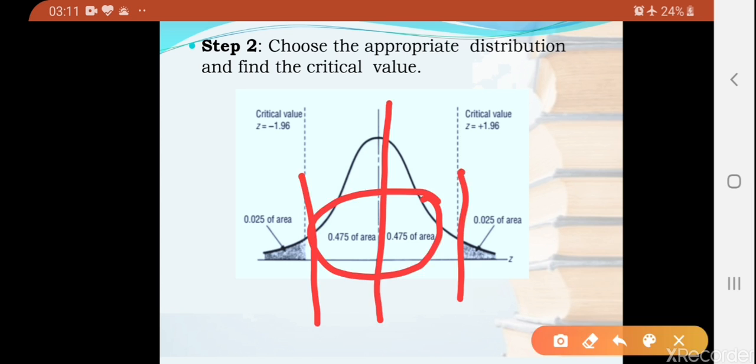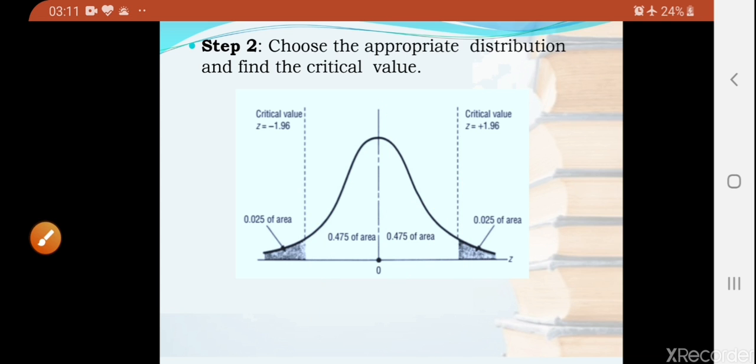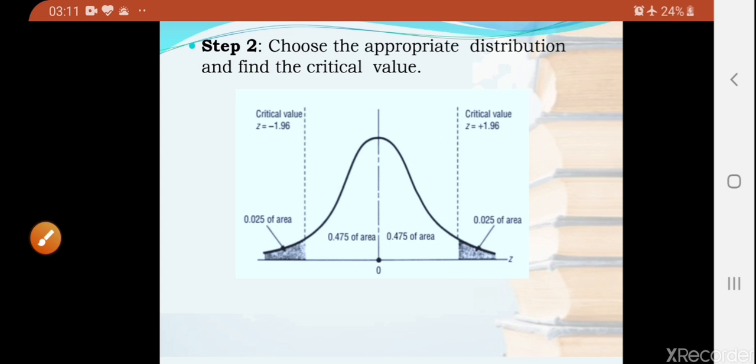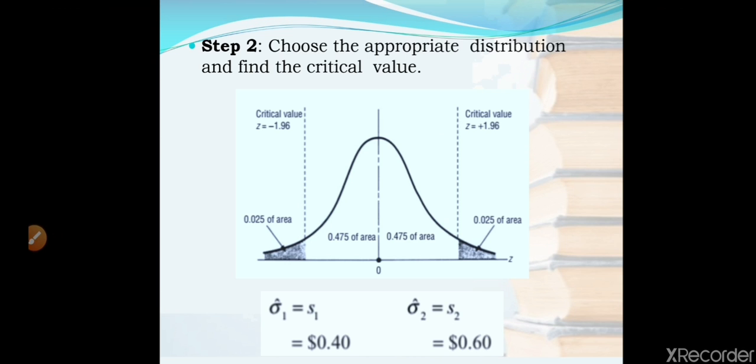From appendix table number 1, you can find the critical value of Z. For alpha equal to 0.05, or the area of 0.475 under the curve, you get a Z value of 1.96. So our acceptance region is Z equal to plus or minus 1.96. Then we take the point estimates of sigma 1 and sigma 2. S1 and S2 are given to us, so we take them as sigma 1 and sigma 2.